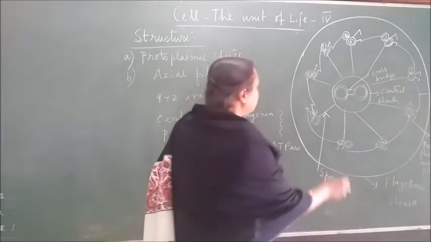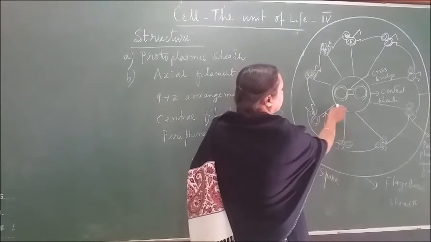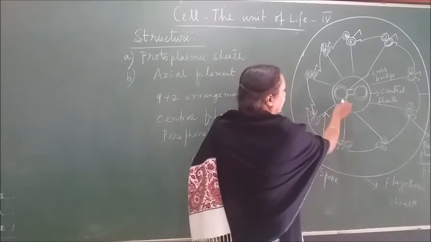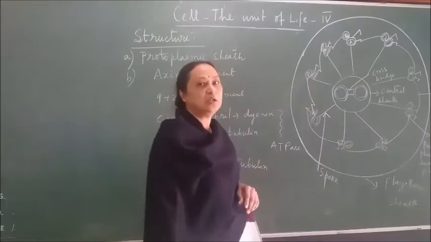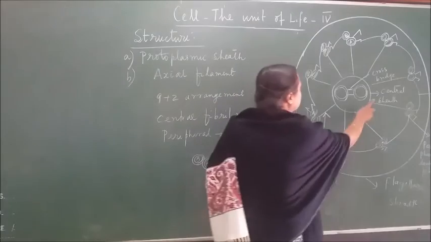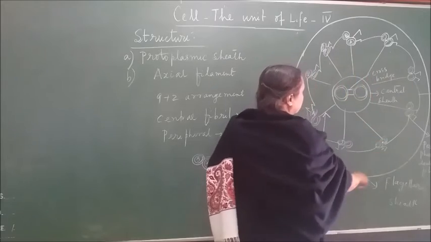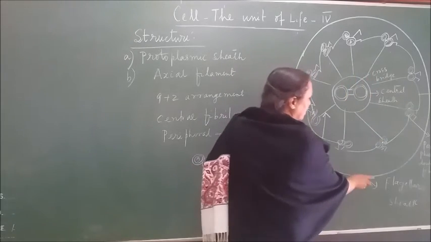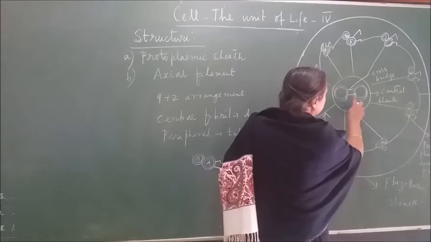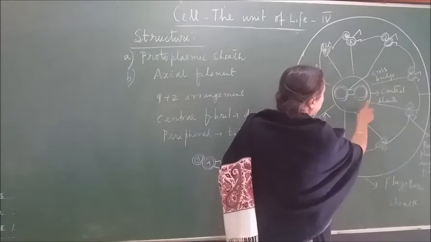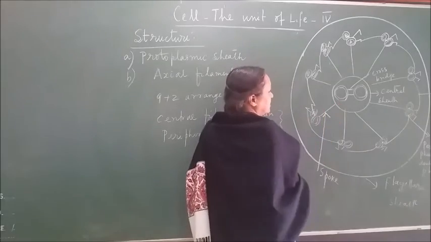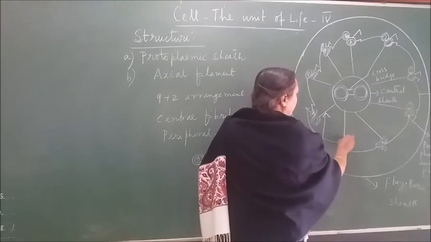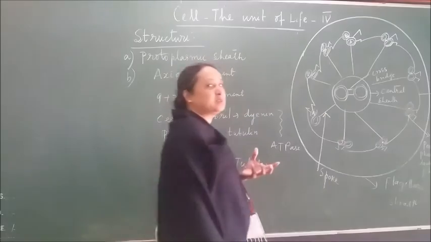Now these peripheral fibrils are also connected to the central fibril, and the central fibril is surrounded by a cytoplasmic covering or sheath called the central sheath. From the outside it is also surrounded by a sheath called the flagellar sheath, and the central microtubules are surrounded by the central sheath. The peripheral ones are connected to the central ones with the help of spokes. And all of you have seen that.